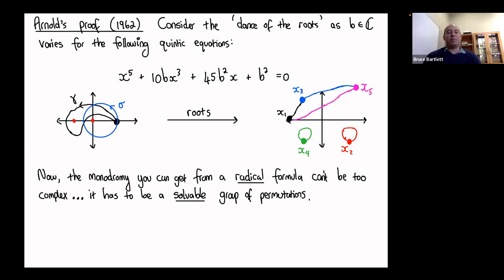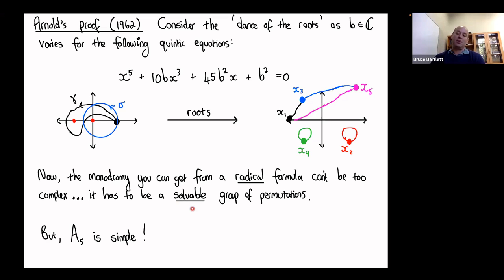The problem is that the monodromy you can get from a radical formula can't be very complex. It has to be a solvable group of permutations. You can't get an arbitrary group of permutations from a radical formula. And this A5 is simple, meaning it has no normal subgroups. To be a solvable group means you have to have a chain of subgroups whose quotients are abelian, but in particular, a chain of normal subgroups.